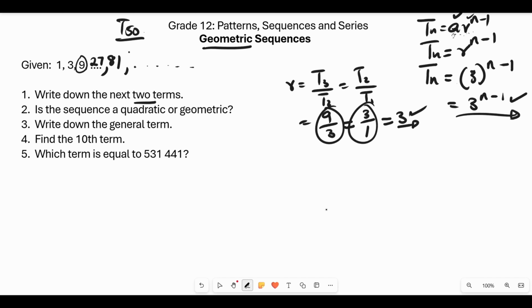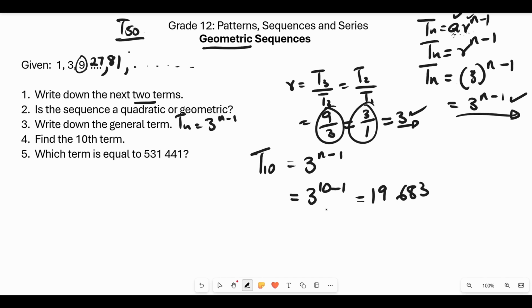Finding the 10th term, it's going to be T10, which is equal to, remember, 3 to the power n minus 1. Then in this case, the 10th position is going to be 19,683. So in this case, Tn is equal to 3 to the power n minus 1. Then this one is geometric. Then we have 27 and 81. Then in this case, it is going to be 19,683.